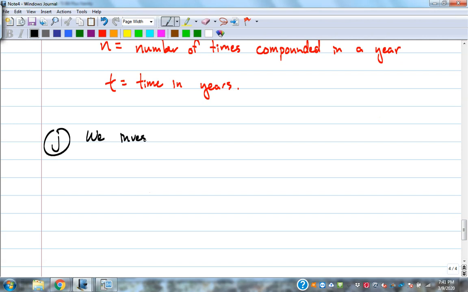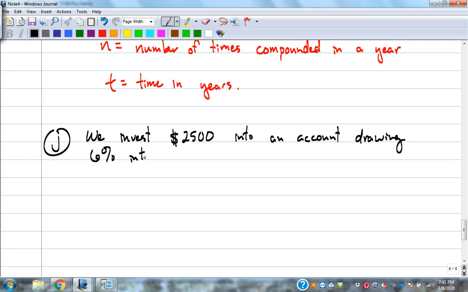We invest $2,500 into an account, drawing 6% interest. We have discovered one of those. I don't know if anybody does Dave Ramsey in here, but he always talks about the 12% interest accounts that I can never find. But we can only leave that in there for 2 years. We're going to leave it drawing 6% interest for 2 years, compounded quarterly.